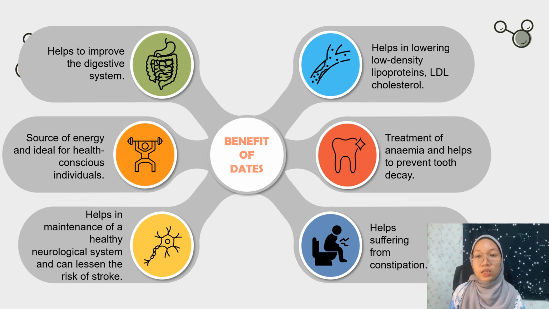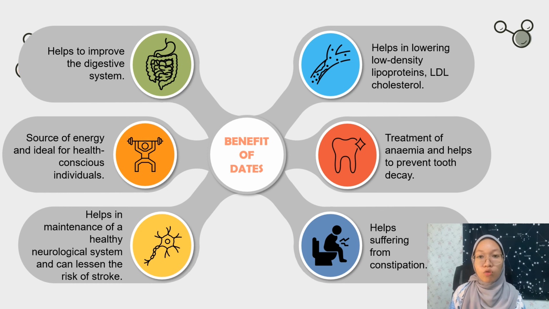Dates also maintain neurological system health as they contain high potassium and are low in sodium, and the intake of potassium will reduce the risk of stroke. This also helps in lowering the LDL cholesterol, which is known as the bad cholesterol, which can lead to accumulation of cholesterol in our arteries.